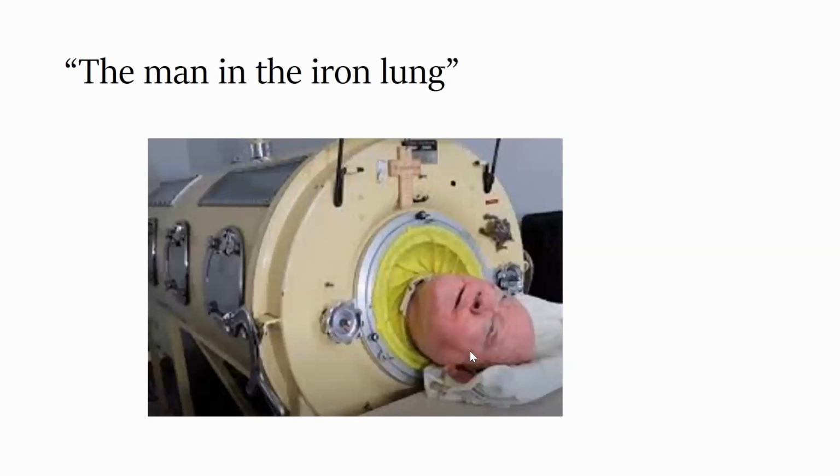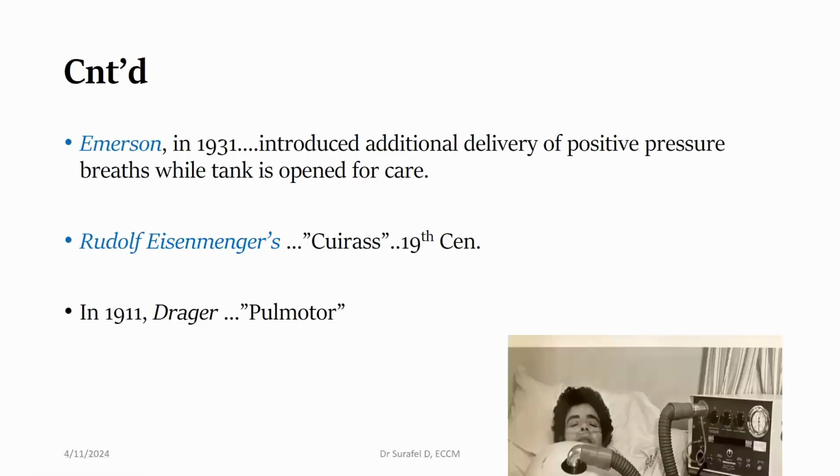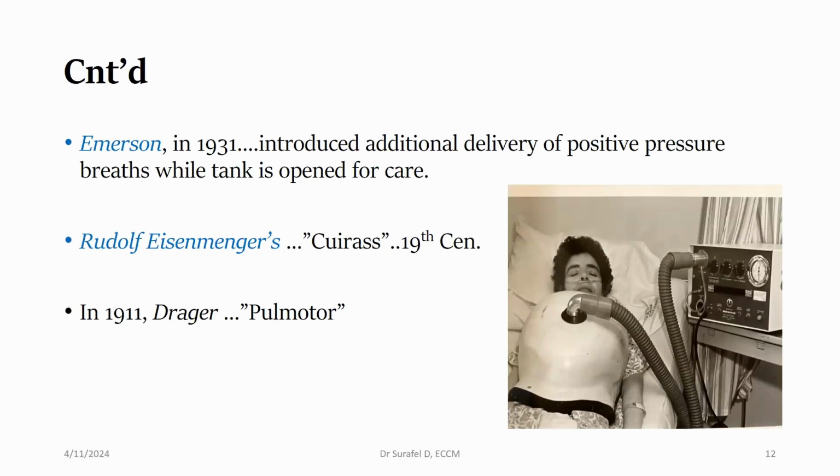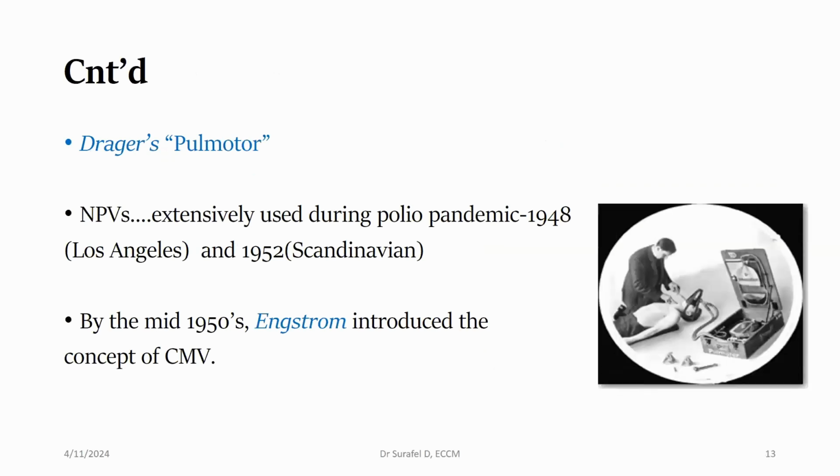So I think we have given you an overall overview of the earlier history of the mechanical ventilator. And there is also the cuirass. The cuirass looks like defensive armor for sword warriors. This is where the idea of positive pressure ventilation started. Okay, this is a positive pressure ventilation. Drager's pulmometer is also positive pressure ventilation.